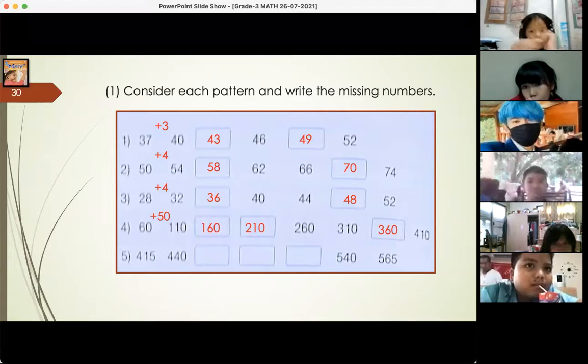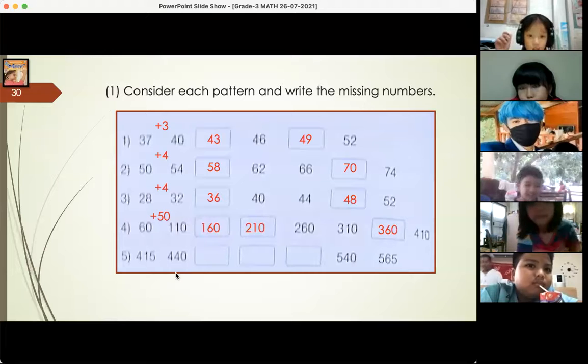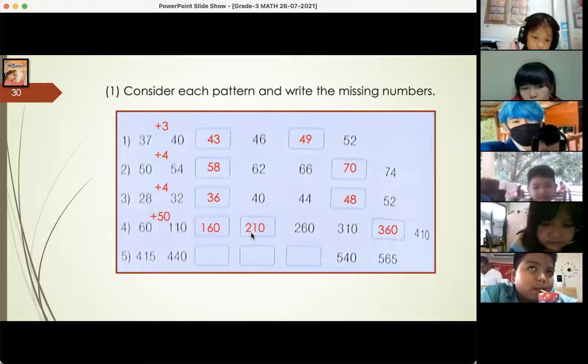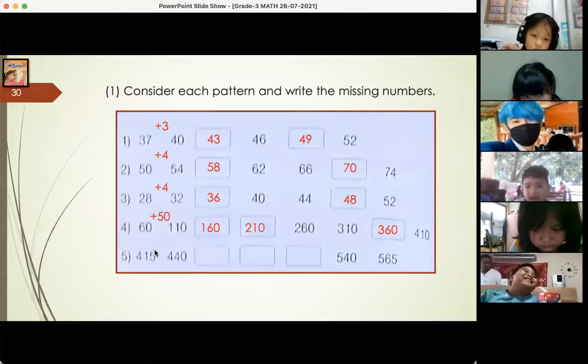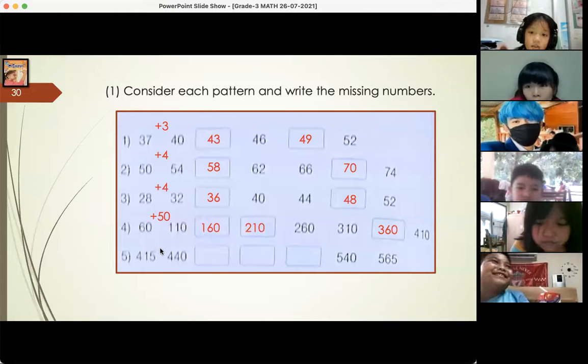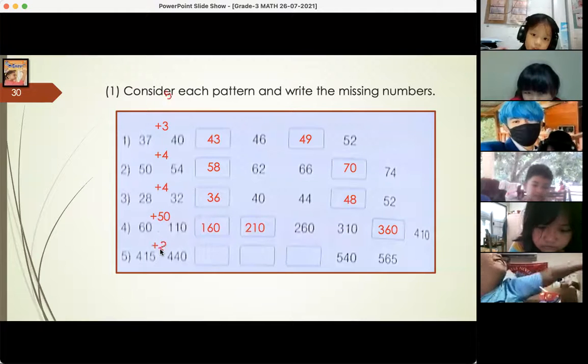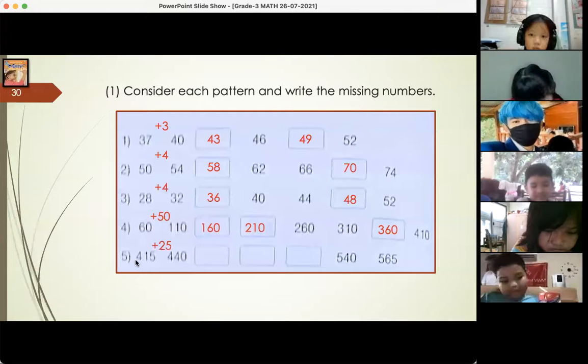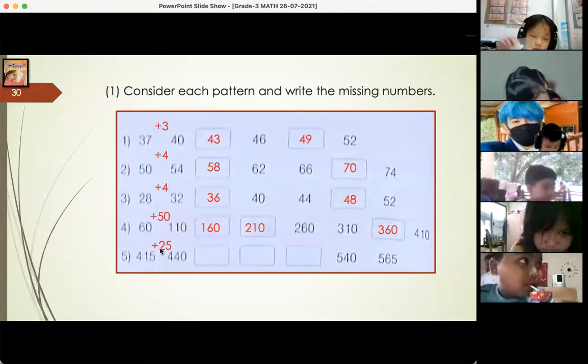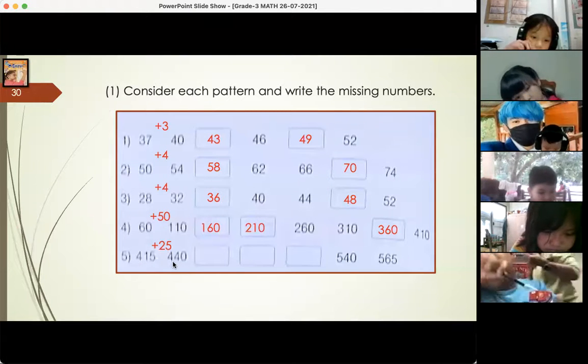Yada. Go, Yada. Number 5. What is the relationship of this pattern? This is counting up by how much? 25. Very good. This is counting up by 25. So we have 415. Add 25. We can have 440.